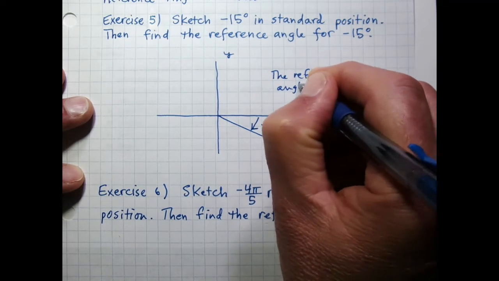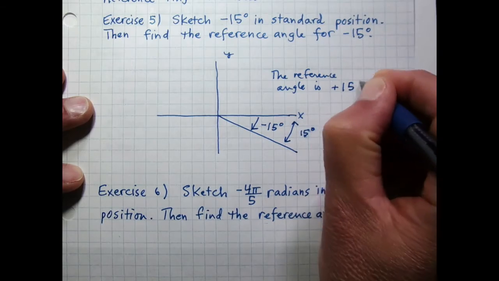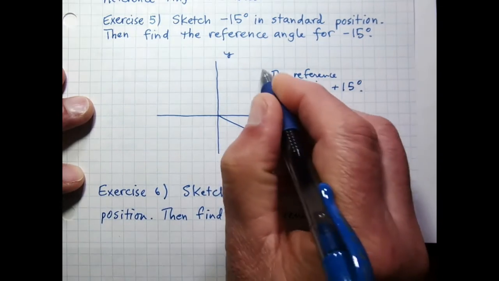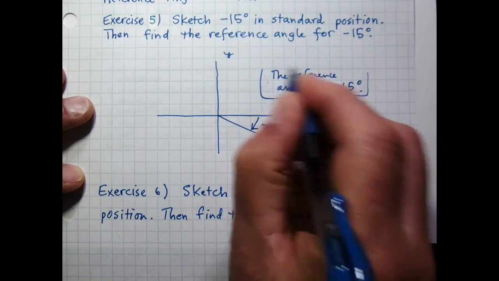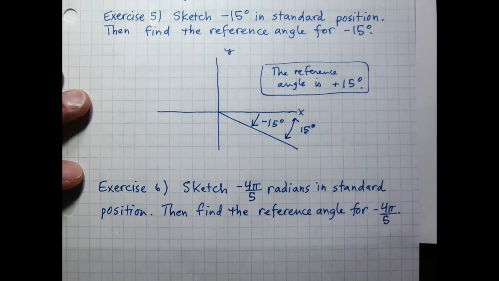So don't ever say that a reference angle is negative. That cannot be true. There's not really anything to calculate here, but you just got to know we say the reference angle for negative 15 degrees is positive 15 degrees.